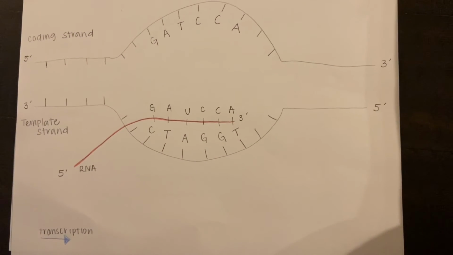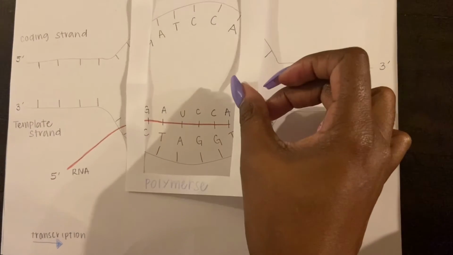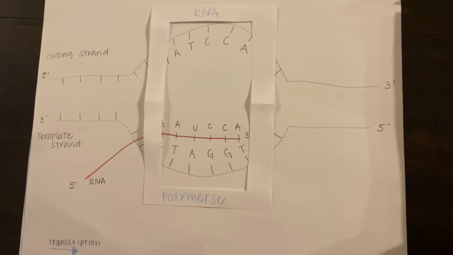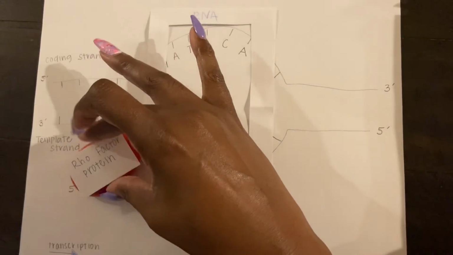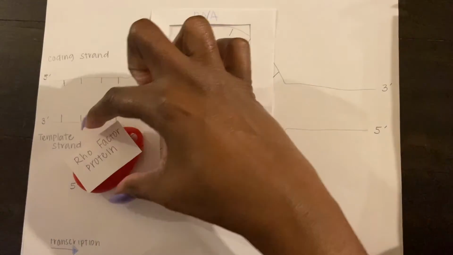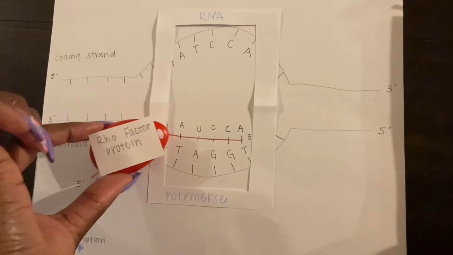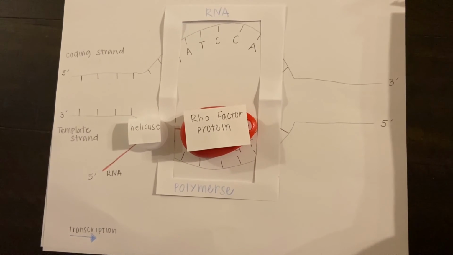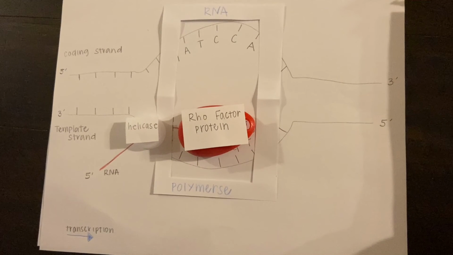The last step in transcription is termination. It occurs in two different ways. The first one I will talk about is rho-dependent. Rho-dependent termination occurs when the Rho factor protein binds to the RNA sequence and moves towards the 3' end of the RNA. Then a helicase enzyme is used to unwind the DNA-RNA connection, causing termination.